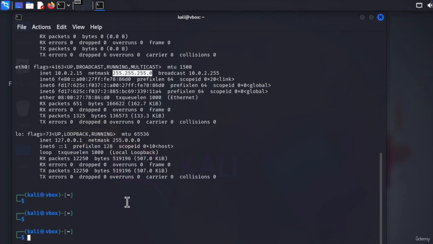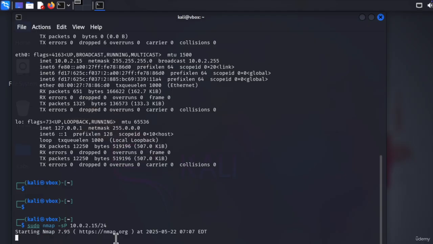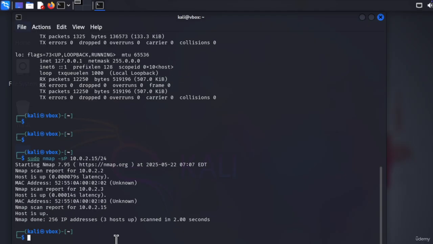Now we once again need elevated privileges. So we'll do sudo nmap, and then we want to do a ping sweep, and then what is the IP address? The IP address is 10.0.2.15, and what is the network mask? The first three octets, 8 plus 8 plus 8, 24 bits. So it's going to do a scan of the local network, and it has identified 3 different systems which are accessible.